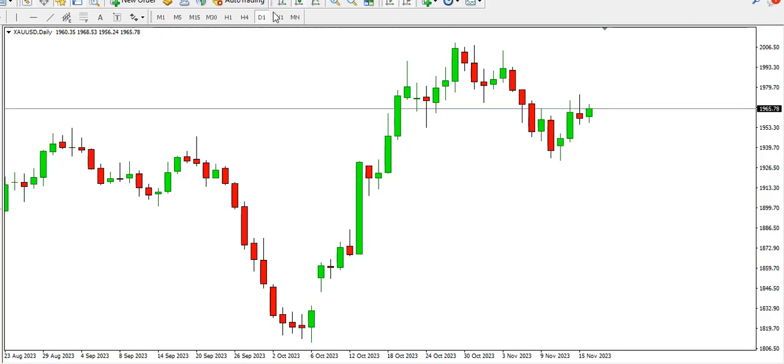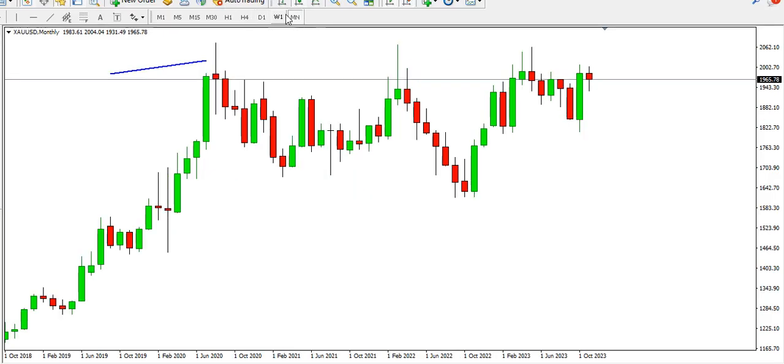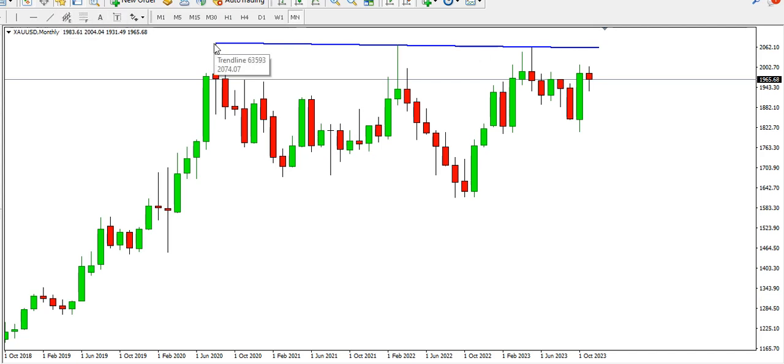All right, so taking a look at the monthly time frame, if we are going to draw our trend line, this is the candle wick, this is another candle wick, and this is another one. So from tip of the candle wick, you can draw your trend line. Okay, from tip to tip, this is the trend line too.